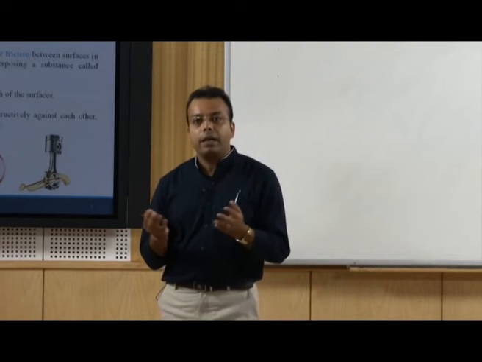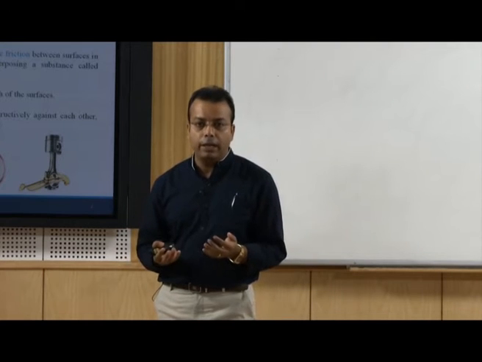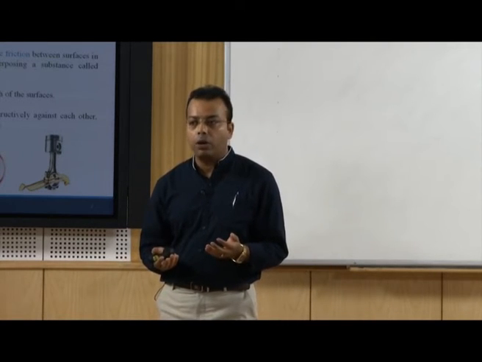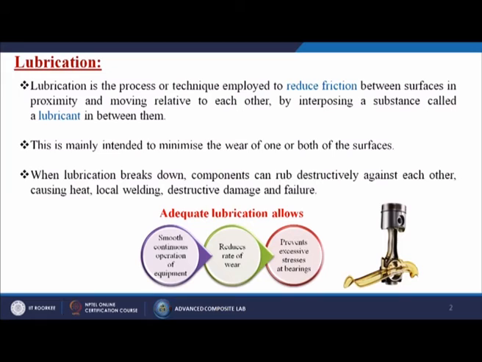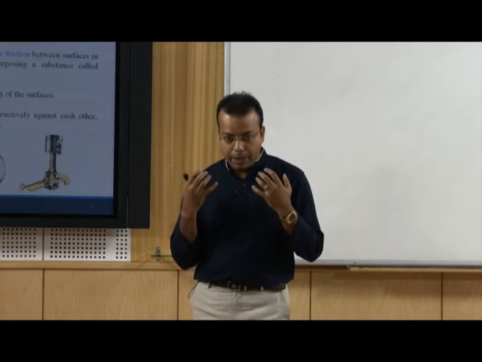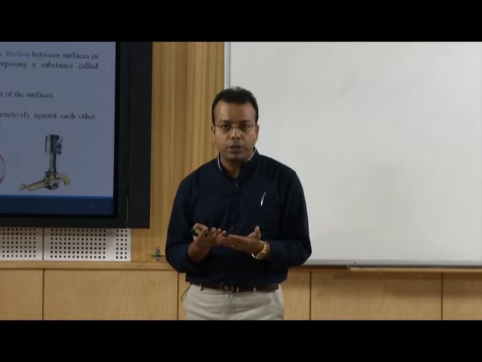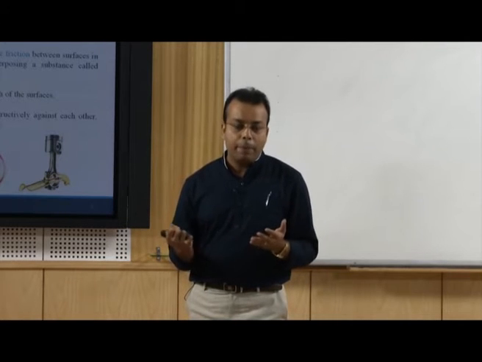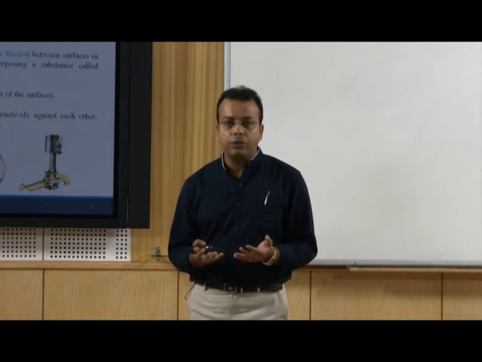So, there are several types of problems if the lubrication system fails inside any equipment or machine. Adequate lubrication allows smooth continuous operation of equipment, reduces the rate of wear and prevents excessive stress in bearings. Sometimes it can absorb the heat, sometimes it can lubricate the material so that there is smooth sliding motion between them. So, there are numerous applications or advantages by which we can reduce the friction.